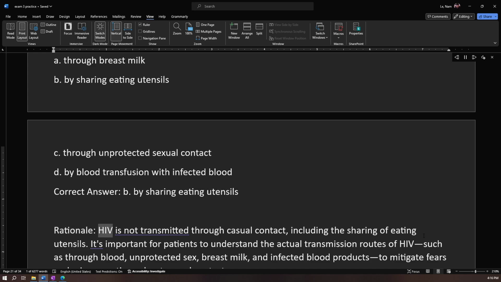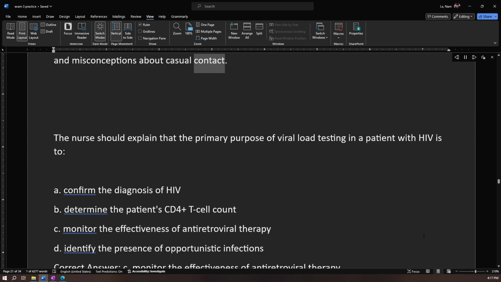Rationale. HIV is not transmitted through casual contact, including the sharing of eating utensils. It's important for patients to understand the actual transmission routes of HIV, such as through blood, unprotected sex, breast milk, and infected blood products, to mitigate fears and misconceptions about casual contact.